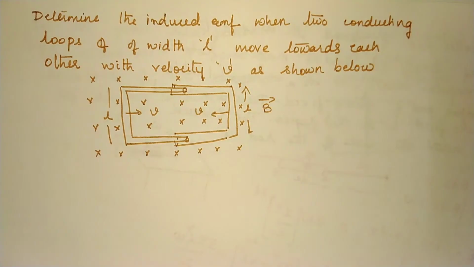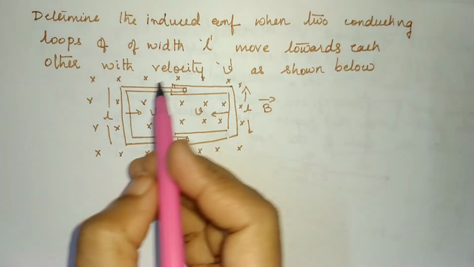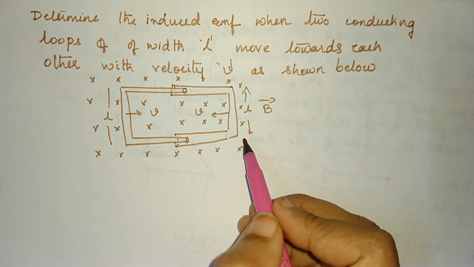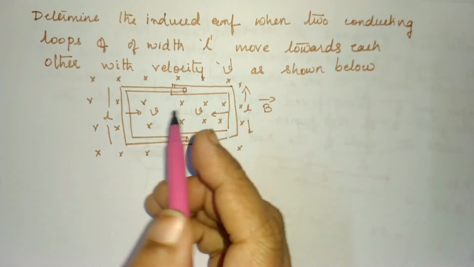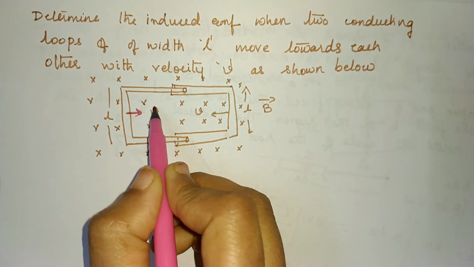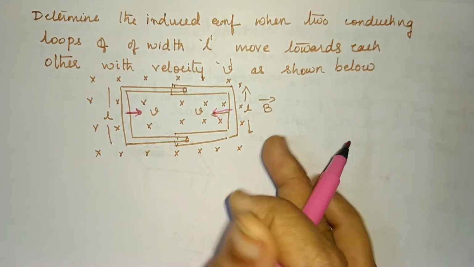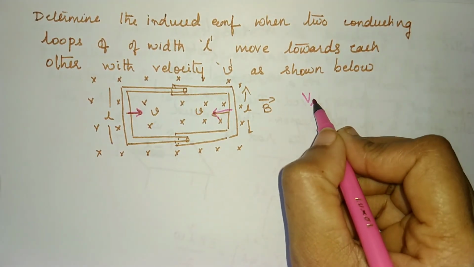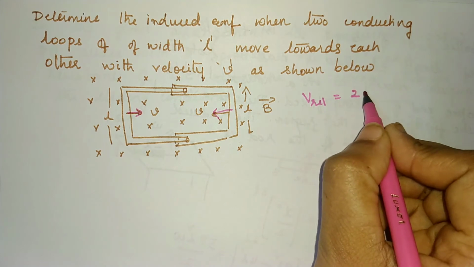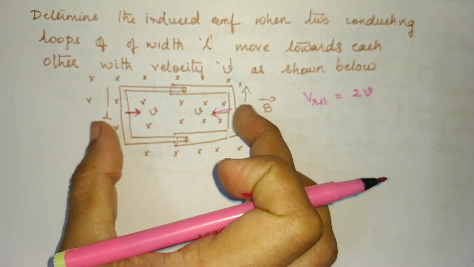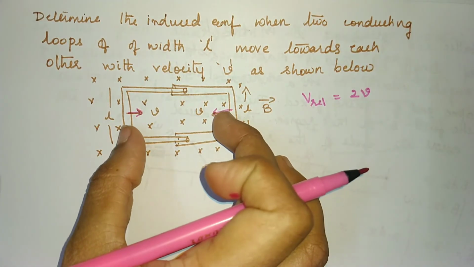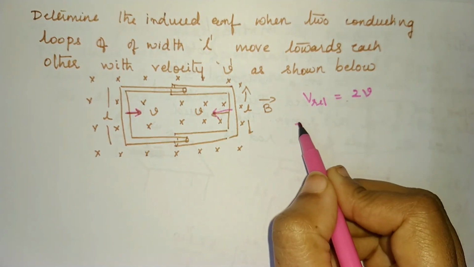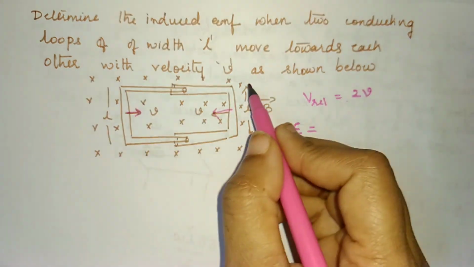So in this question we have two conducting loops, and both of them have the same width L. They are approaching each other. Each one is moving with a velocity v and v. Since they are approaching towards each other, the relative velocity of approach, can I write it as 2v? Because both are coming close together, flux is decreasing at a faster rate. Relative velocity is 2v.